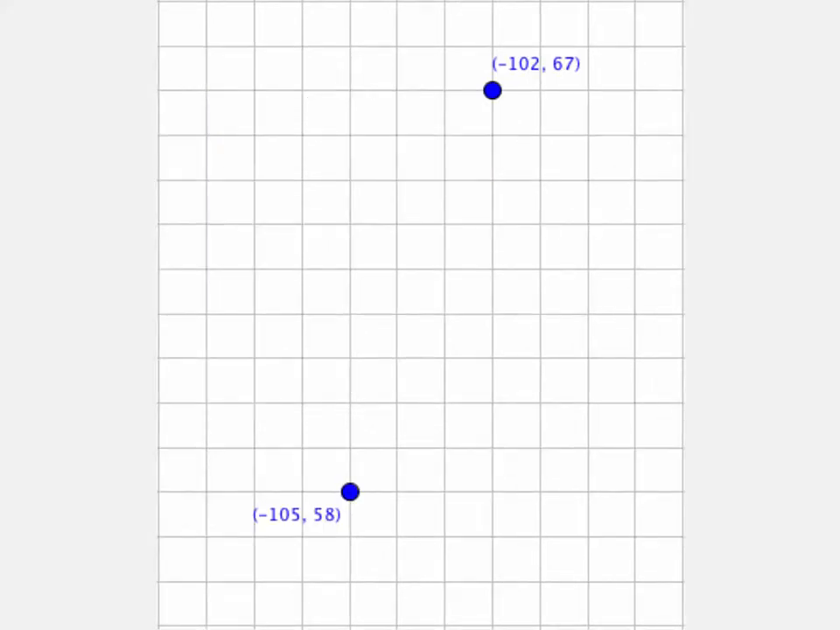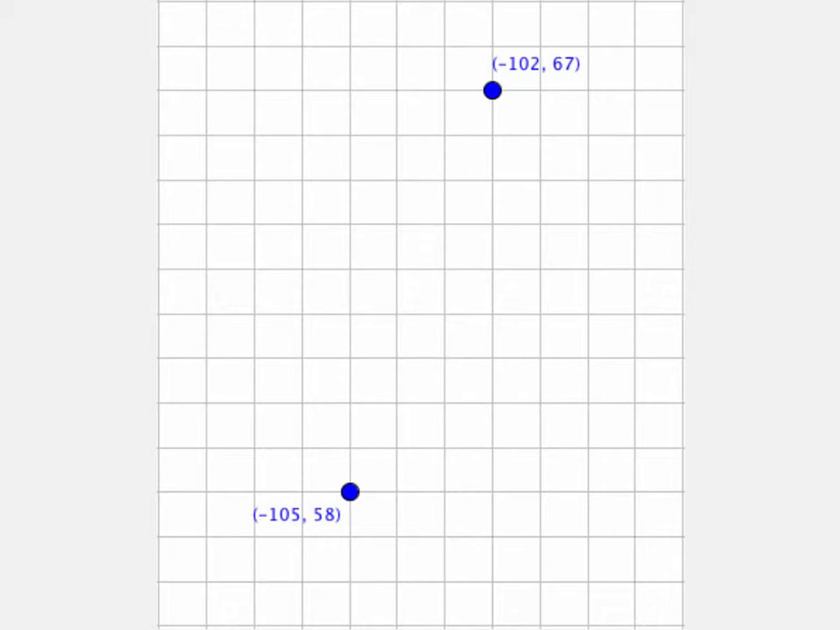Alright, one more example before we generalize. Please find the equation of the line containing the points -105, 58 and -102, 67. Now these points are way off our regular 10 by 10 axes. We're going to graph them anyway, and it's going to really help us find the slope and therefore the equation. But I think this example helps show us that we need a general strategy to find the slope of a line just given the two coordinates, even when we can't see them.